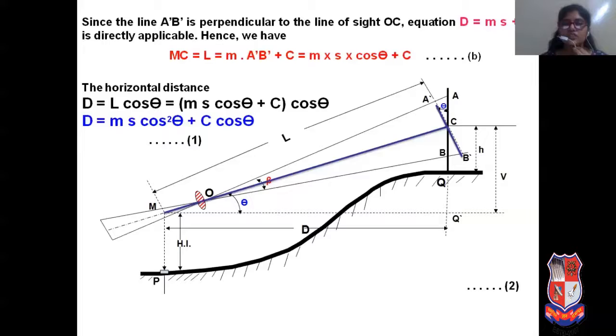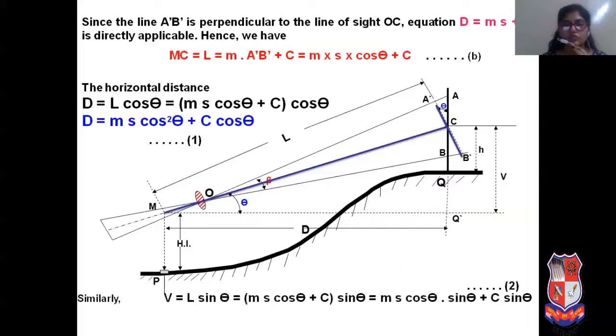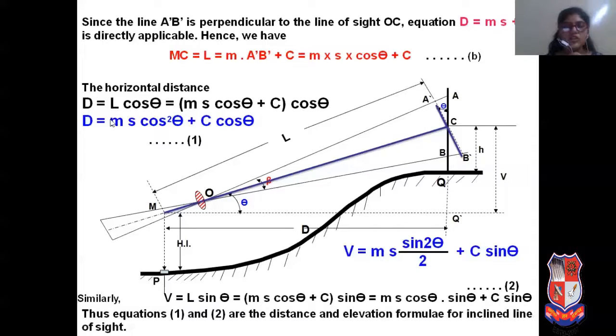Now, vertical distance formula V is equal to L sine theta. We have the value of L as in equation B. Putting this value in this equation, we will get V is equal to MS sine 2 theta divided by 2 plus C sine theta. Both equation number 1 and equation number 2 are the equations for horizontal and vertical distances when the line of sight is inclined and staff is held vertically.